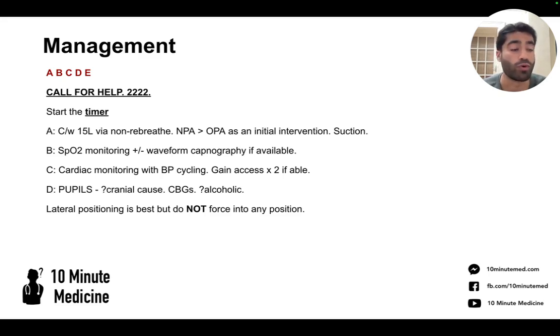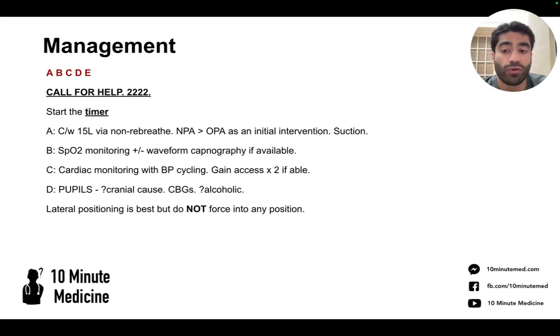And you can keep monitoring that as well with the relevant monitoring. You can also consider suction if necessary, but just always be careful. You don't want to be putting your hand into a seizing patient's mouth. Breathing wise, you want to be monitoring their oxygen saturation so that you can see whether your A part of the assessment and intervention is working. And if you've got waveform capnography, that's always really helpful as well, because it means you will be able to tell whether you're adequately oxygenating the patient.